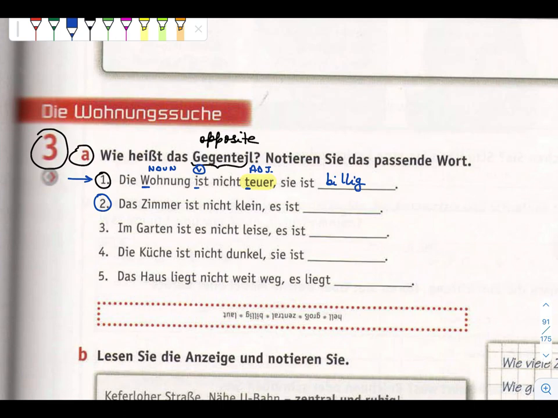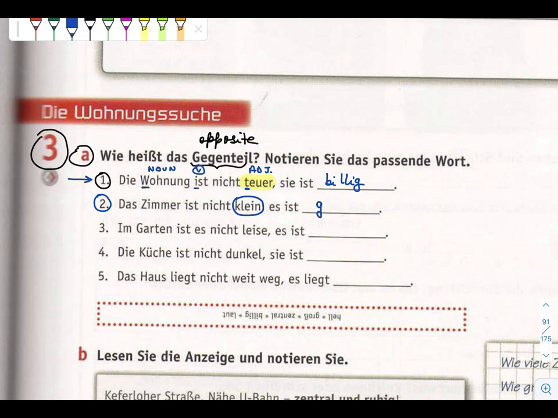Nummer 2. The room is not small. It is. If it is not small, then it is big. Groß. 3. Im Garten ist es nicht leise. In the garden, it is not quiet. Es ist, again, we see the opposite of this. Es ist laut. Loud. 4. Die Küche ist nicht dunkel. The kitchen is not dark. Sie ist hell. Bright. And dunkel means dark.